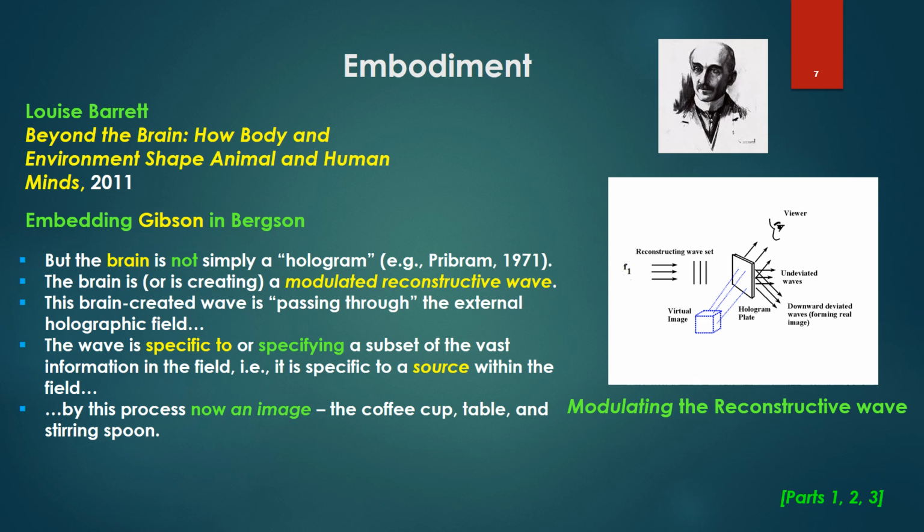We're changing the frequency pattern, and we're looking here at the brain as a very complex frequency pattern passing through the holographic field and being specific to an aspect of that field. The field itself, the holographic field, is not imageable.